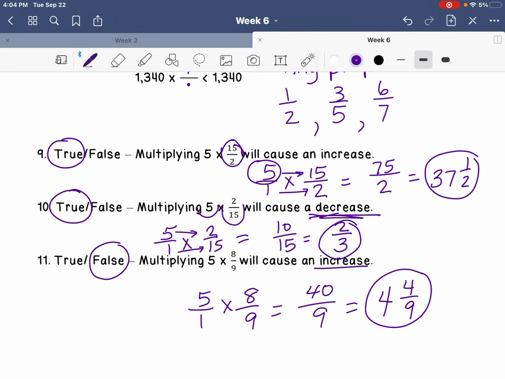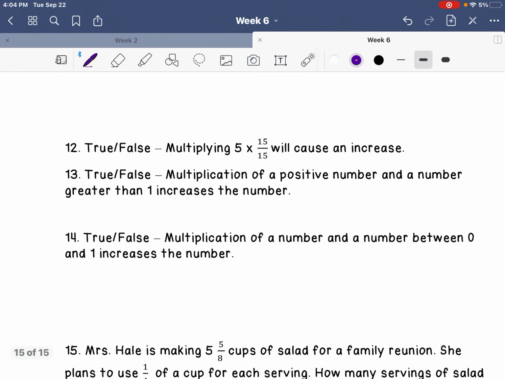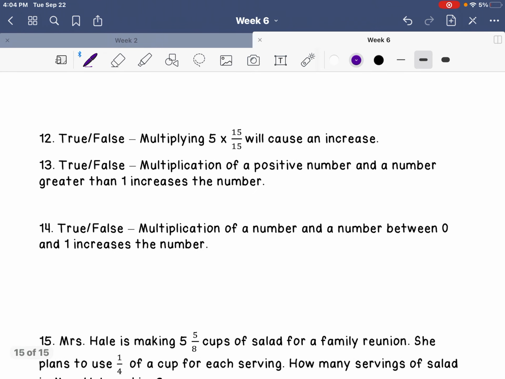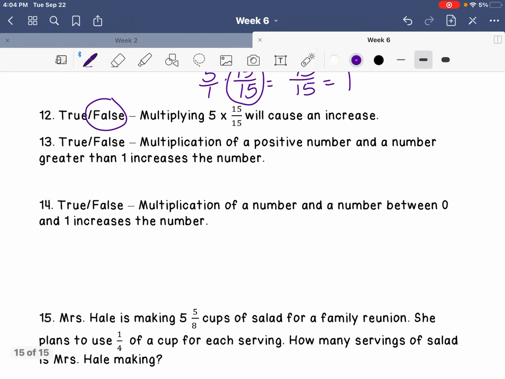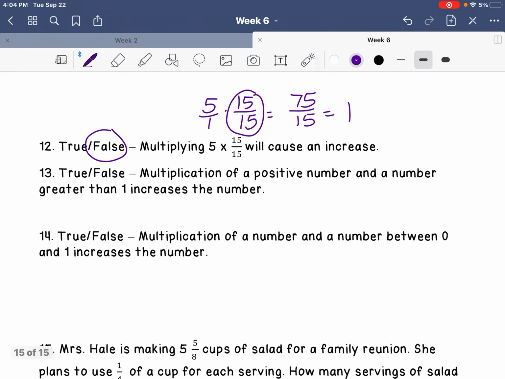Okay. Moving on to number 12. Another true and false question. Multiplying 5 times 15 over 15 will cause an increase. That is false, because 5 over 1 times 15 over 15 will give me 75/15, which is equal to 1. Maybe you realize that this is equal to 1. 15 divided by 15 isn't going to change the value of anything because it equals 1.